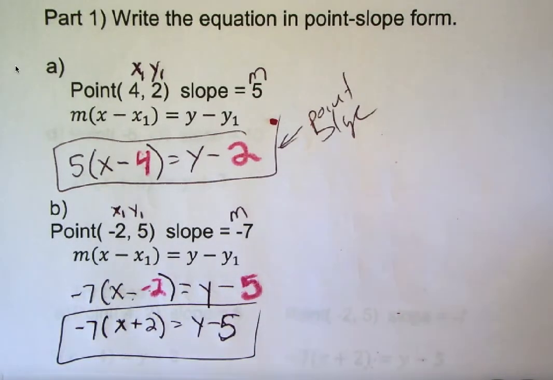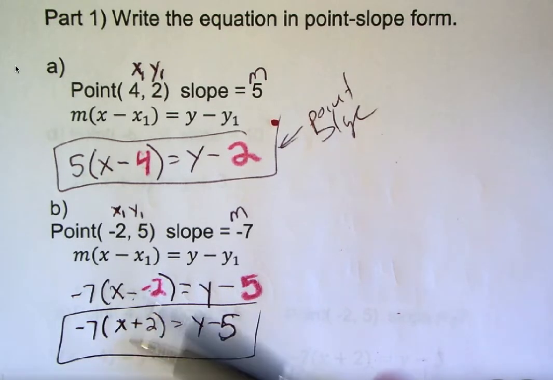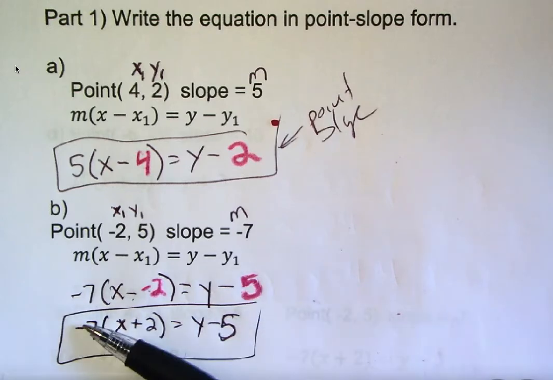That's it. You're going to say, Mr. Moran, we have parentheses. Shouldn't we distribute it? Shouldn't we distribute? And the answer is no. We don't have to. I know we always want to, right, to simplify, but we're writing in point slope. So we have our point, negative 2, 5, and we have our slope, negative 7.